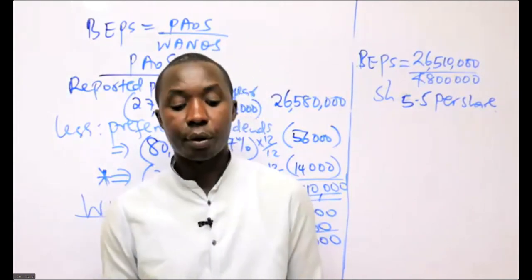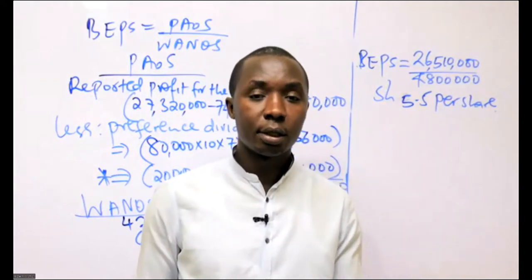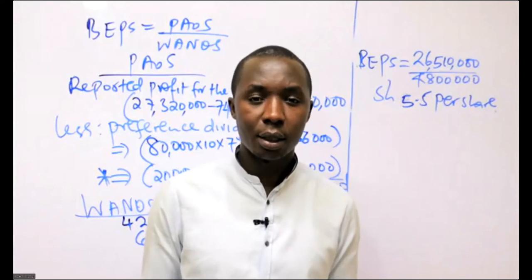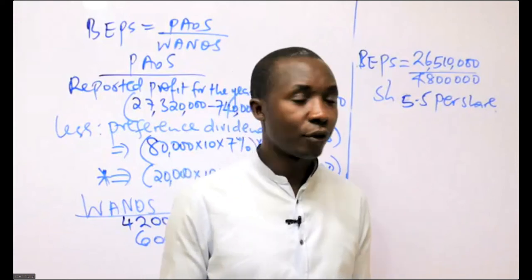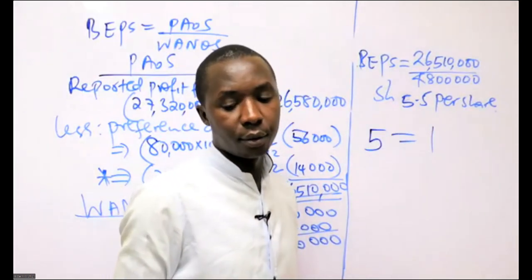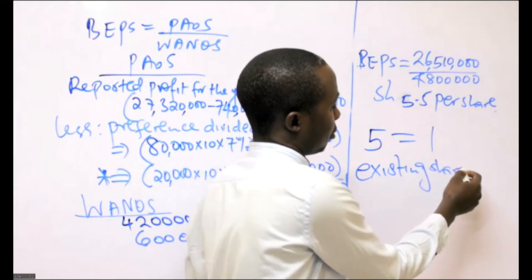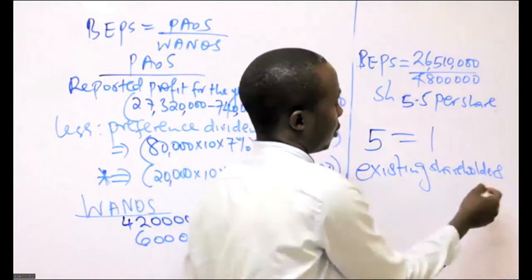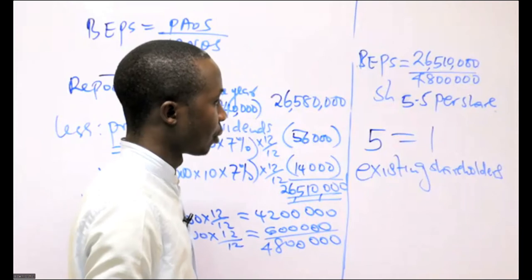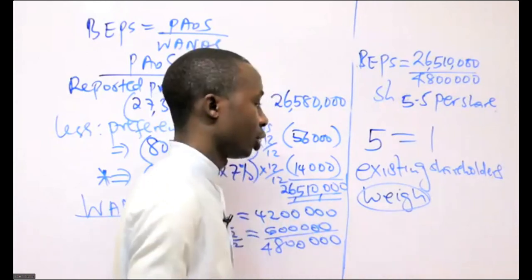You have to say that it's all about shares issued for free to the existing shareholders, not to everybody, to existing shareholders based on a certain proportion. For all the shares you have, they can decide that for every five, they give you one for free. So shares issued for free to the existing shareholders based on a certain proportion. The main thing here now is you need to know how to weigh those shares.